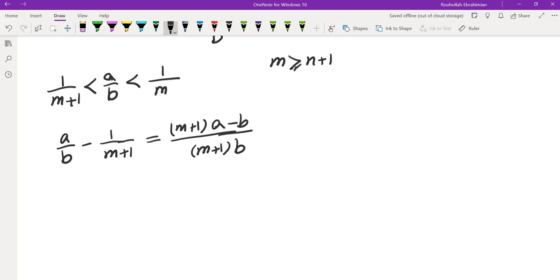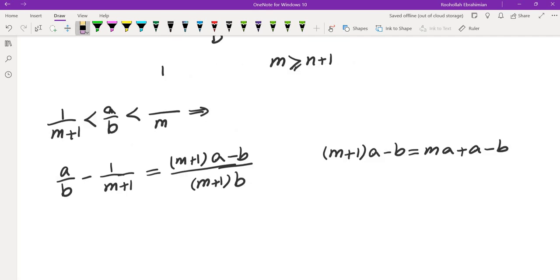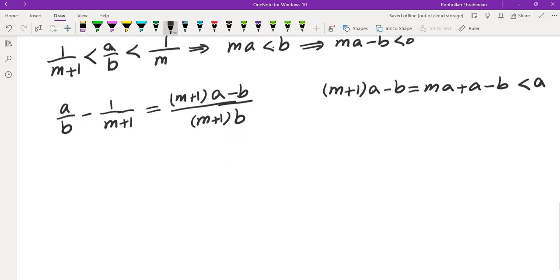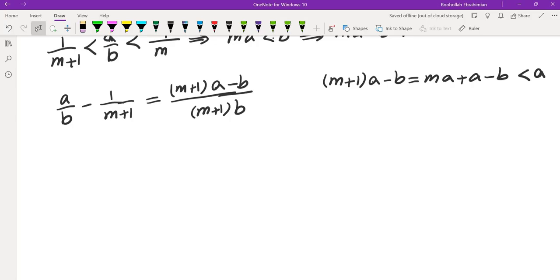Now let's look at the numerator. What is the numerator? We have (m plus 1) times a minus b. That is ma plus a minus b. Now from here, we can see that ma is less than b, which means ma minus b is negative. So this numerator is in fact less than a. So I ended up with a fraction whose numerator is less than a. So now I have (m plus 1)a minus b over (m plus 1)b.